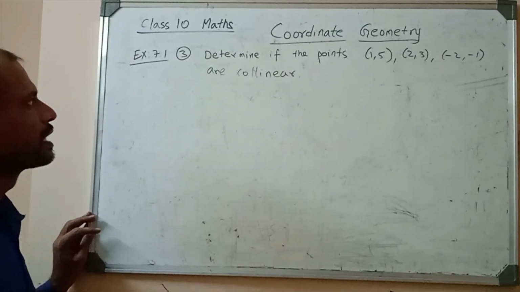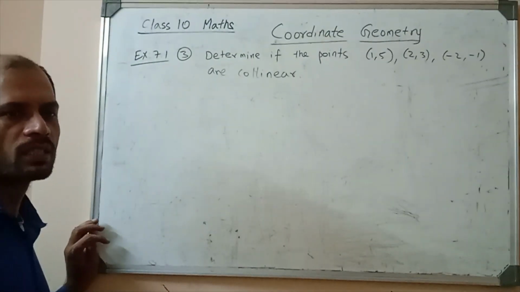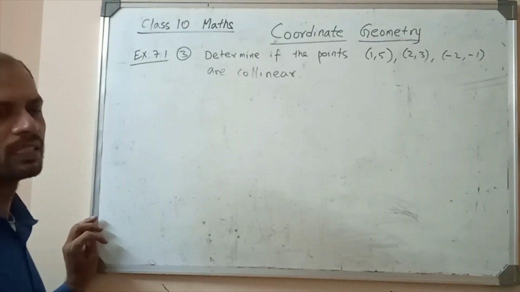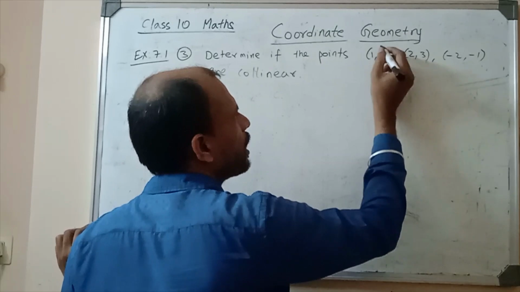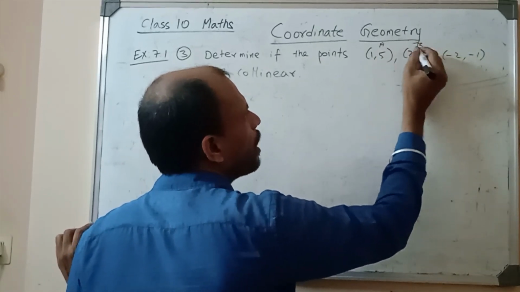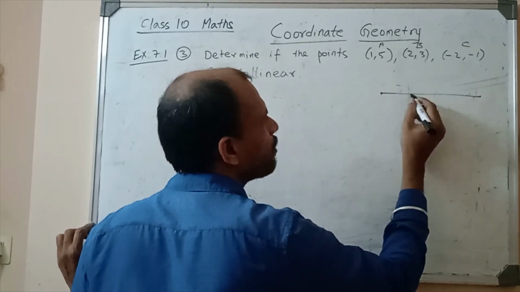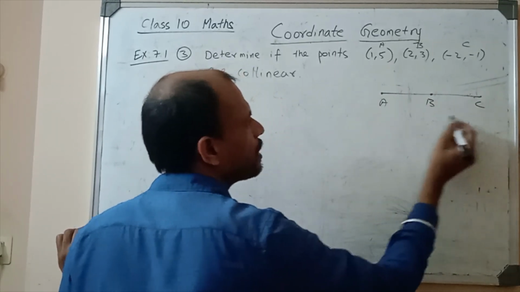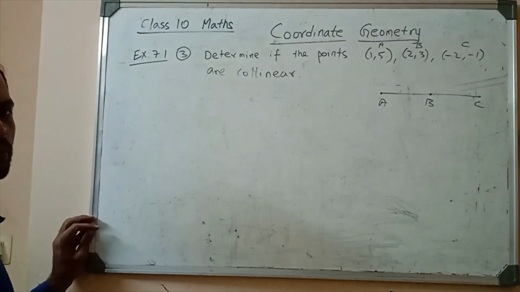So this is the next question. Determine if the points are collinear. So there are 3 points given. Collinear means all the 3 points lie on the same line. For example, if you consider this is the point A, this is B, and then this is C, all the 3 points will lie on the same line, like this, A, B and C. So points lying on the same line will be called collinear points.